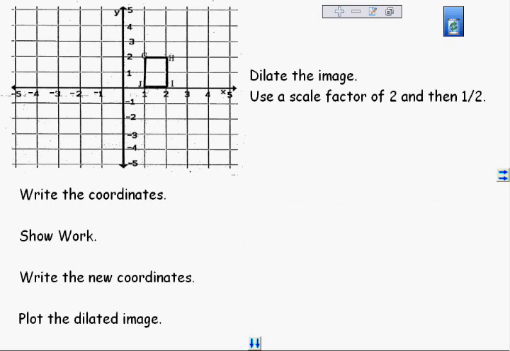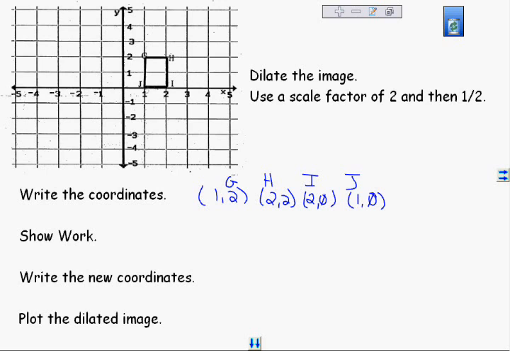So for this image, we're going to dilate it. We're going to use a scale factor of 2, and then a scale factor of half so you can see the difference. First thing I want you to do is write the coordinates G, H, I, J. G sits at 1, 2. H sits at 2, 2. I sits at 2, 0. And J sits at 1, 0.